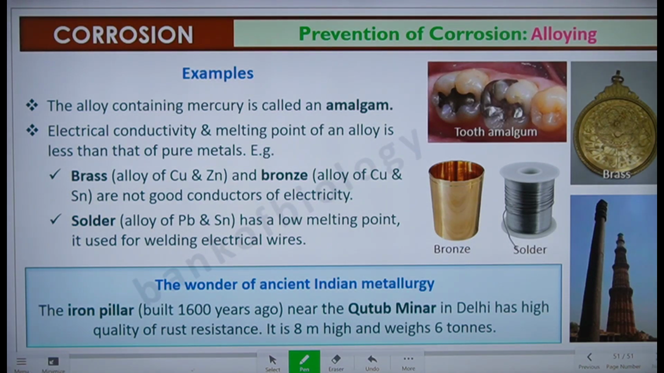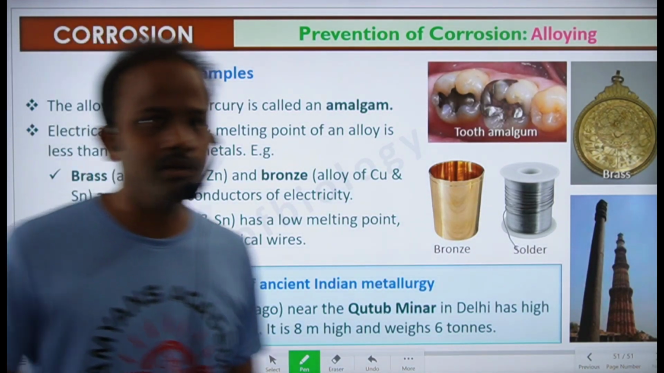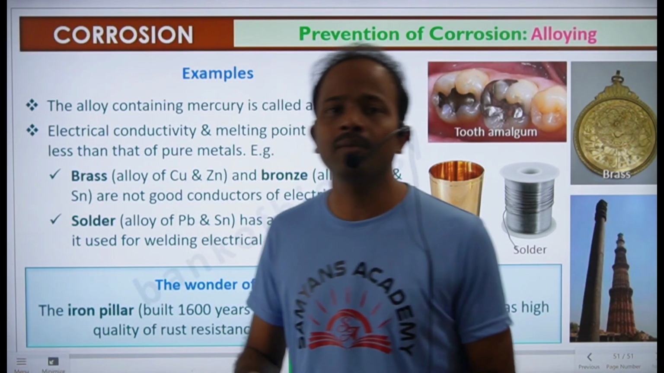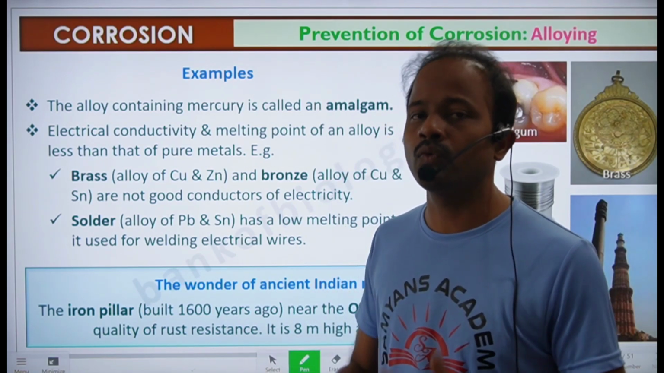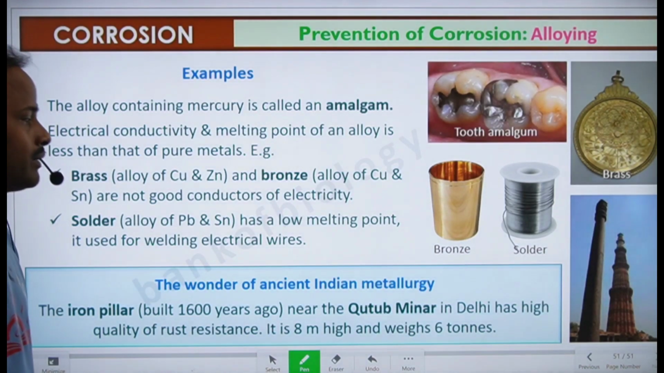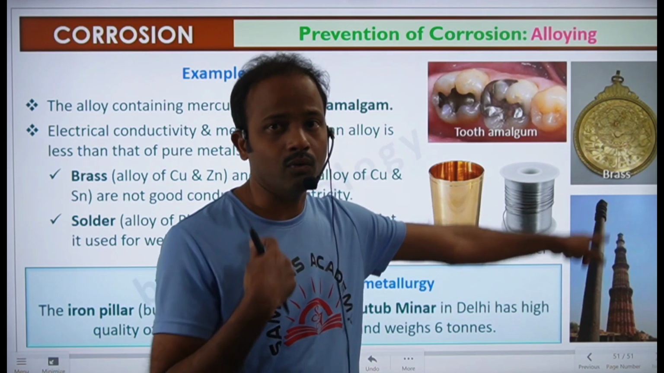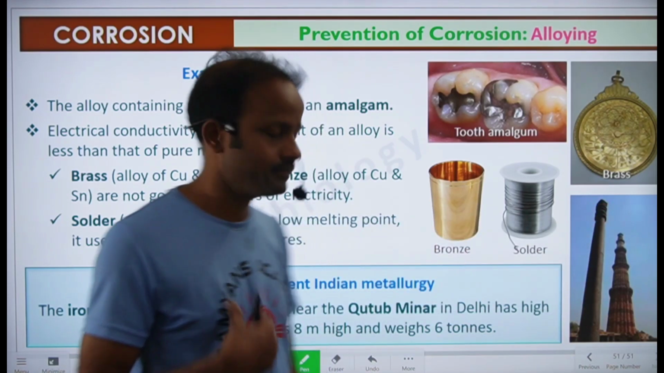These are some applications to prevent corrosion and to make metals harder. What we are doing here is preparing alloys. An alloy is the mixing of two or more metals. Okay, the wonder of ancient Indian metallurgy. Now you see the iron pillar built 1600 years ago near the Qutub Minar in Delhi. It has high rust resistance. It is 8 meters high and weighs 6 tons. Okay, after 1600 years it still hasn't rusted, right?